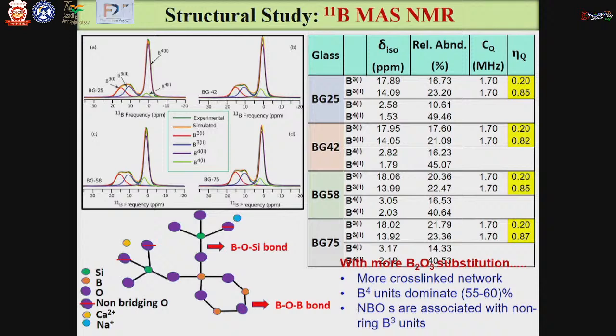Why am I telling so? Because we can see the BO4 units and BO3 ring type units constitute the major portion of the borate network, almost 80%. And they don't get associated with any non-bridging oxygen atoms. That's why I say this borate network is highly polymerized when B2O3 is increased.